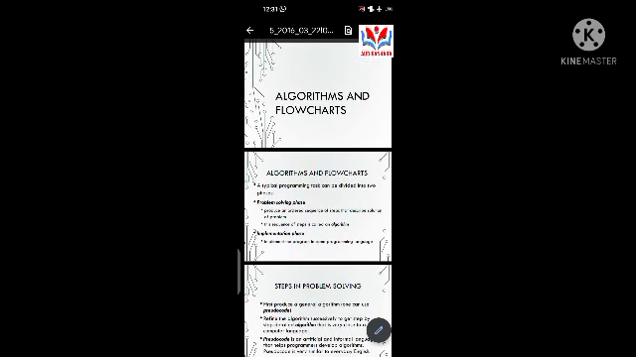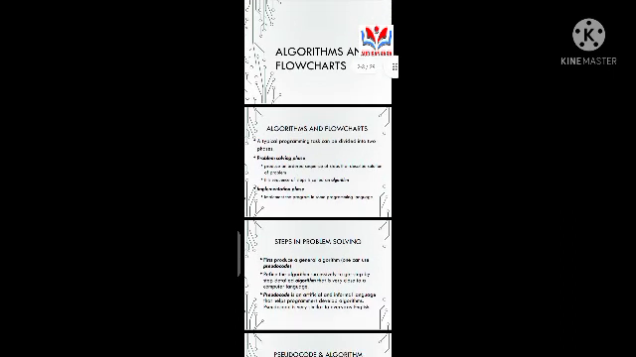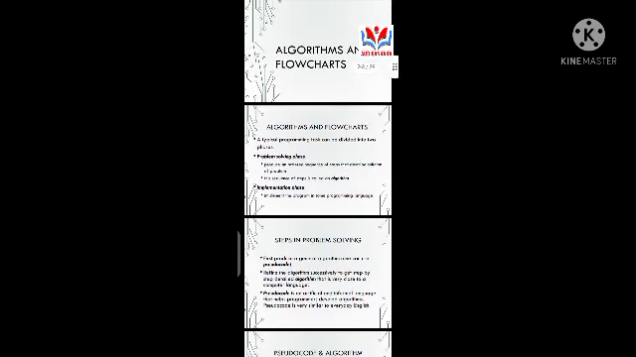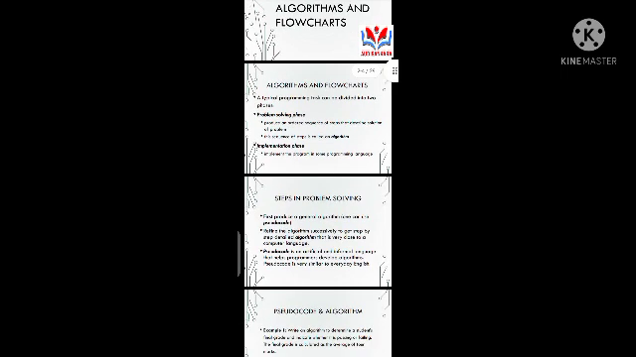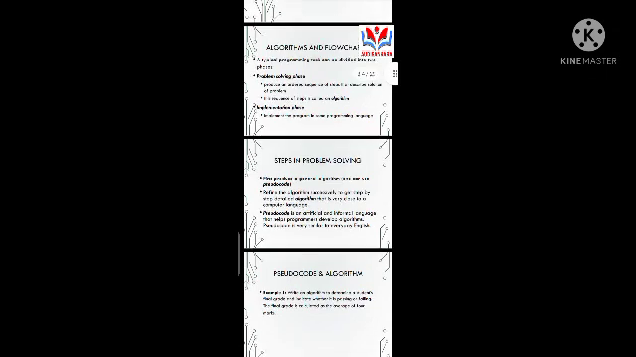A typical programming task can be divided into two phases: problem solving phase and implementation phase. Problem solving phase: produce an ordered sequence of steps that describe the solution of the problem. The sequence of steps is called an algorithm. Implementation phase: implement the program in some programming language.